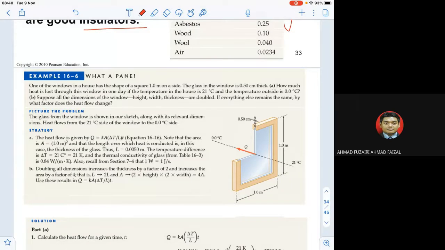One of the windows in the house has the shape of a square, 1 meter on the side, 1 meter times 1 meter. The glass in the window is 0.5 centimeter thick. How much heat is lost through this window in one day if the temperature in the house is 21 degrees Celsius and the temperature outside is 0 degrees Celsius?